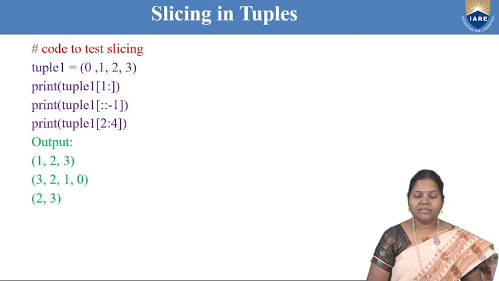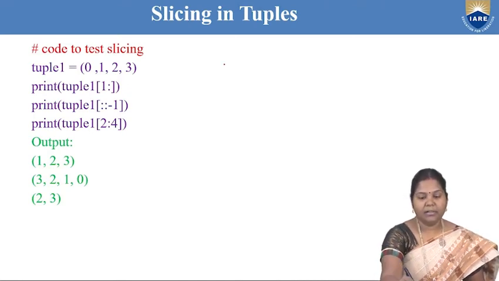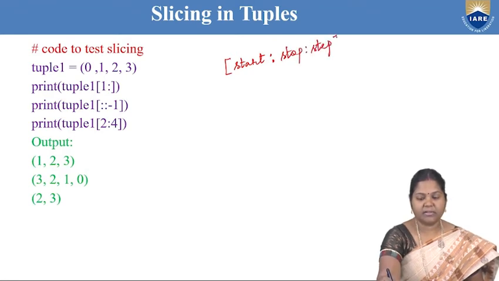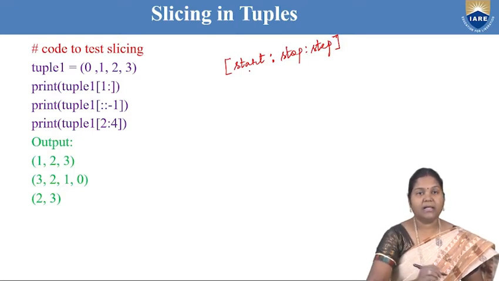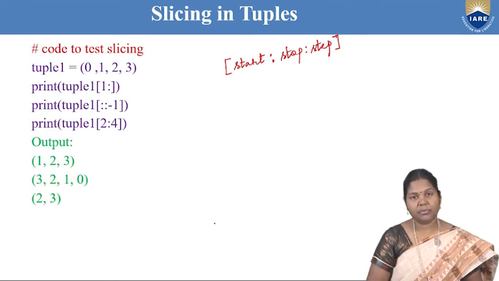Now, next concept is how to apply slicing in tuples. The concept of slicing is similar to a list, and for doing the slicing, we will use the syntax start, colon, stop, colon, step. So this is the slicing operator. The same way we can use it over here. Start is inclusive, whereas stop is exclusive. By default the step is 1. If you want to change the step also, you can write it.